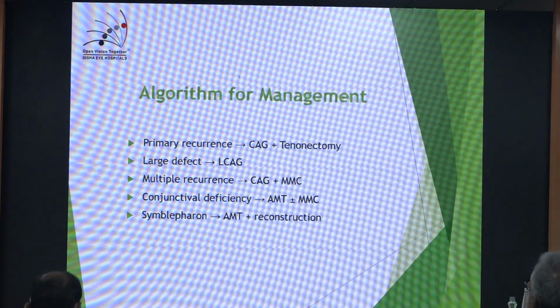The algorithm for management: for primary recurrence, we go for conjunctival autograft with tenonectomy. Large defects should get limbal conjunctival autograft. Multiple recurrences, conjunctival autograft with MMC, and conjunctival deficiency, AMT plus or minus MMC, and reconstruction is needed.